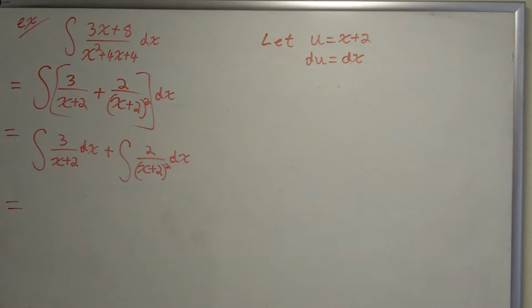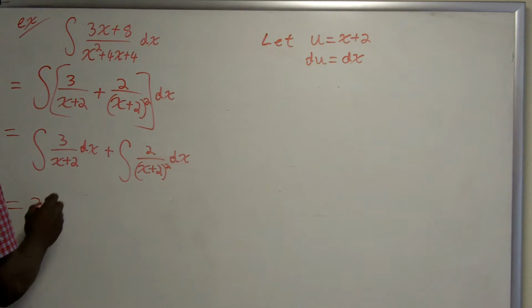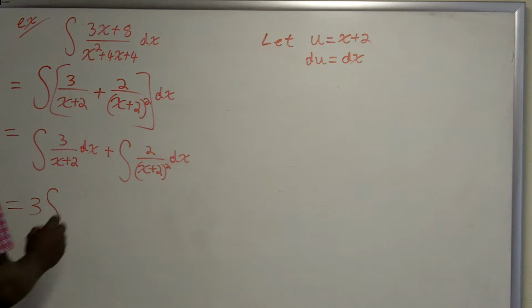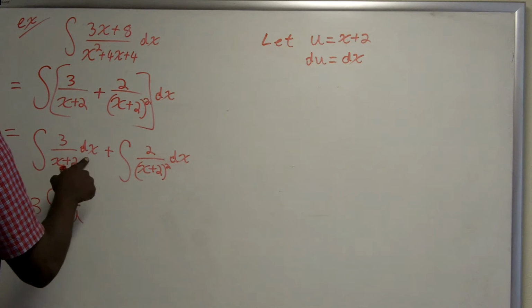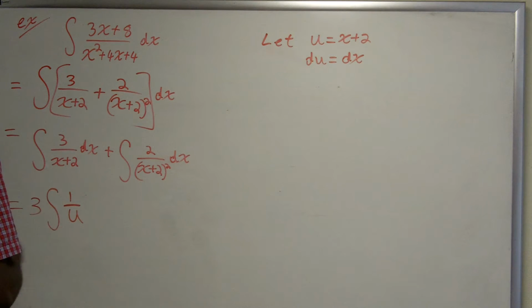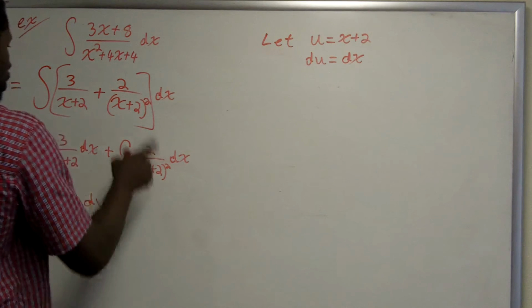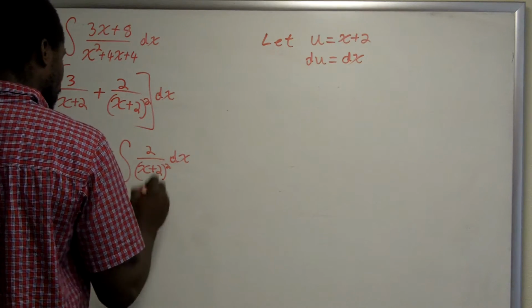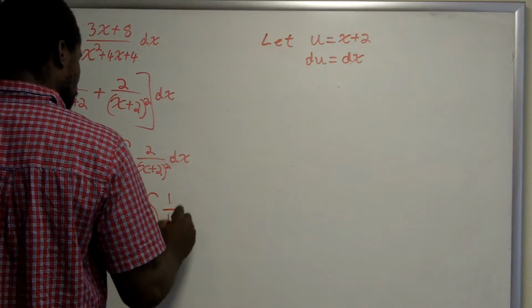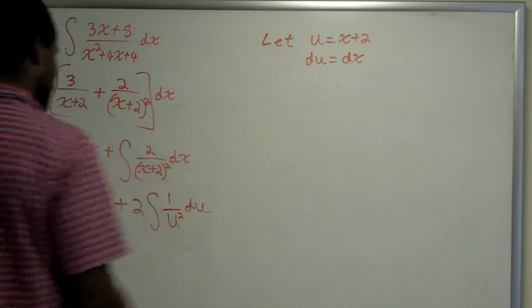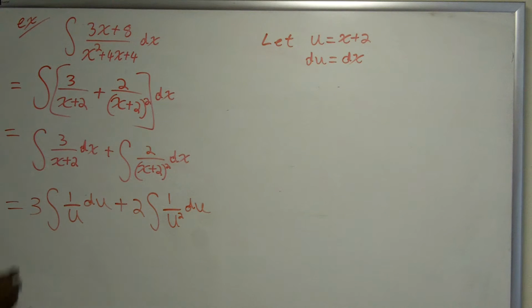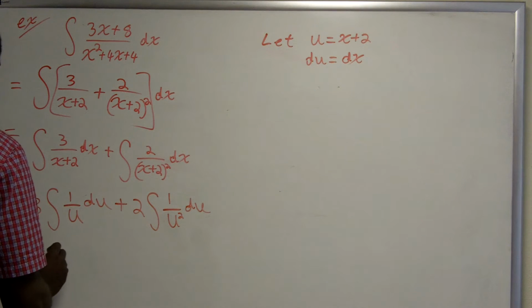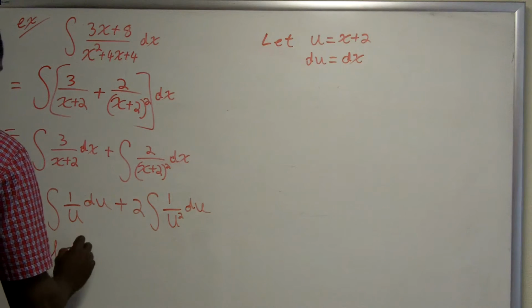So let's see here. I can bring the 3 out to the front of the integral. Then it's going to be the integral of 1 over u, and then dx is du. So that one was relatively easy. Then plus, the 2 can come out to the front, the integral of 1 over u squared du. So I can do each of these integrals separately. This one gives me 3, and the integral of 1 over u du is the natural log of the absolute value of u.